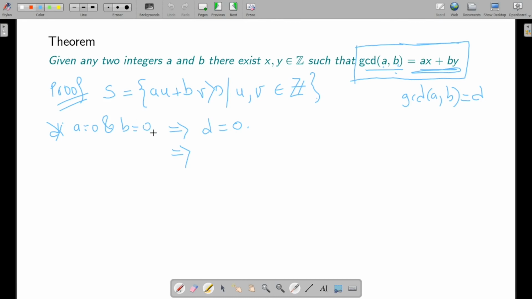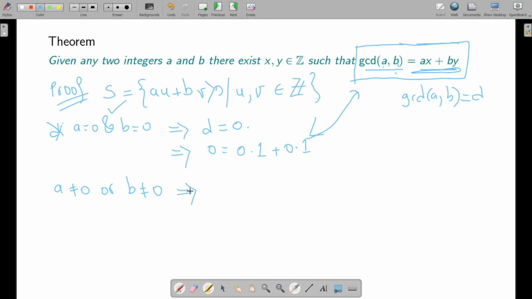Okay, so if A and B are 0, then D is equal to 0, which means that I can write 0 as 0 times 1 plus 0 times 1. We know this is very easy. So this expression here is possible. So that case is a simple case. So this is done. Now let us assume that either A is not equal to 0 or B is not equal to 0.